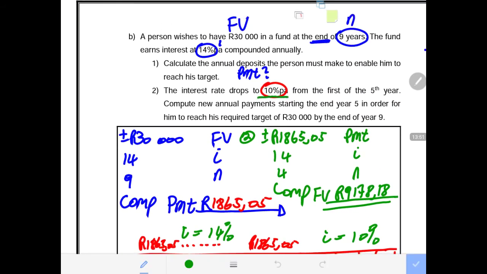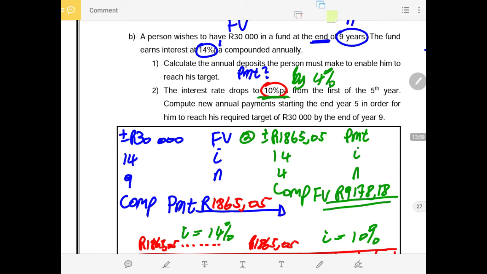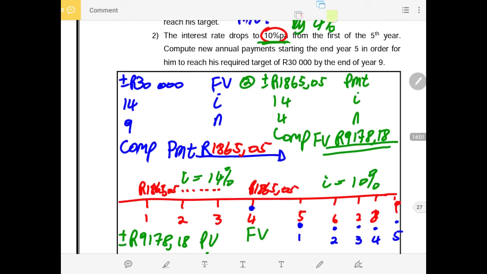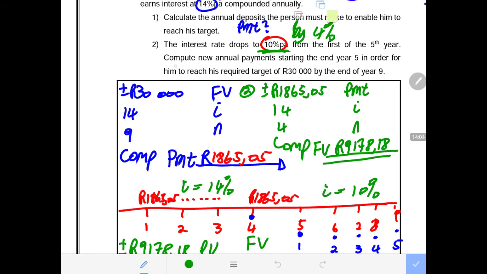Interest rate dropped to 10%, meaning it dropped by 4%. I want to highlight that it dropped by 4% from the beginning of year 5. So now we continue. The question was: compute the new payment starting end of year 5 in order for him to reach his required target of 30,000 at the end of year 9.